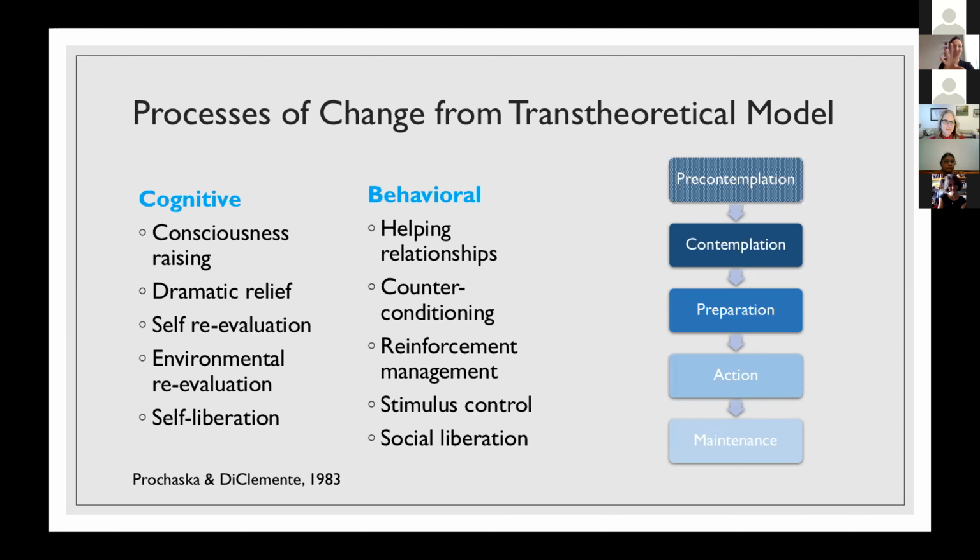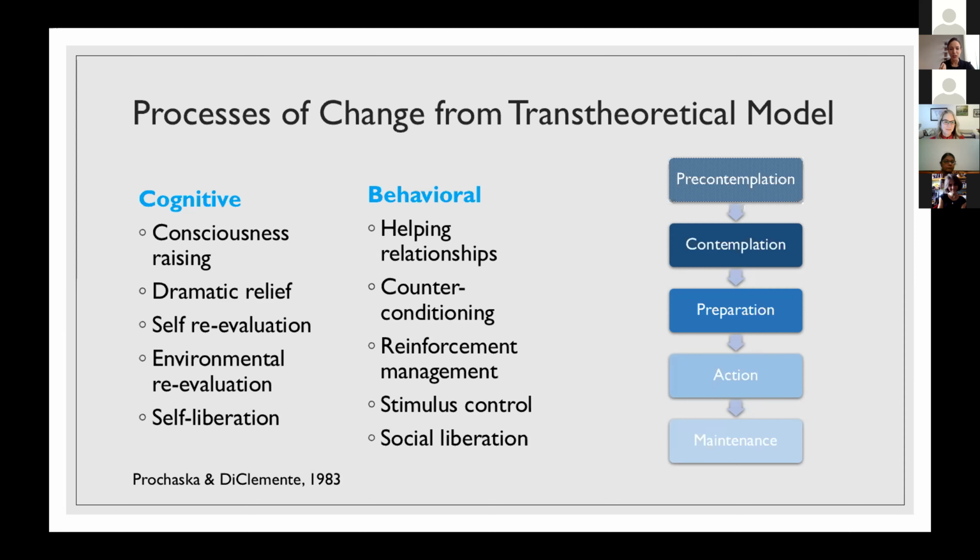So I won't go through all of these processes of change, but I'll just draw your attention, for example, to a cognitive process of change called dramatic relief. Dramatic relief is the anger, the embarrassment, the shame that comes with recognizing one's harmful behavior. And it is a strong catalyst to changing behavior, from contemplation to action.